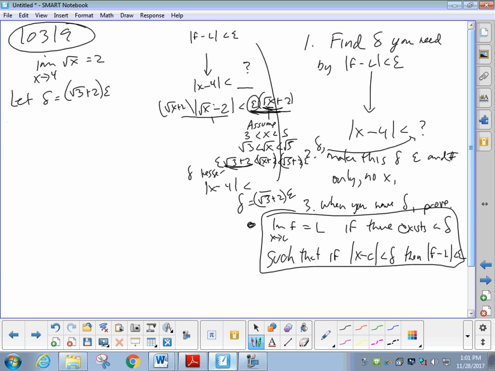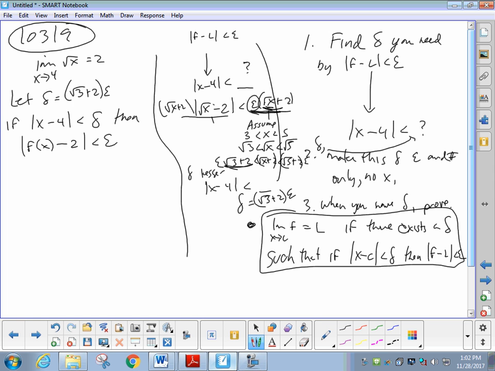When that happens, I will show that if x is within that delta of 4, then it must follow that the function will be within epsilon of the limit 2. I kind of stated what I'm about to show. For the person reading this, I'll show this must happen. And therefore, I'm satisfying the definition. Are you ready? Yeah. All right.